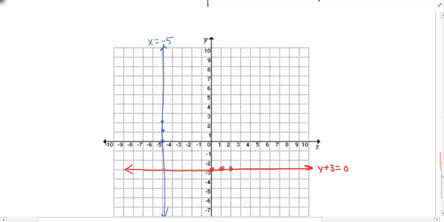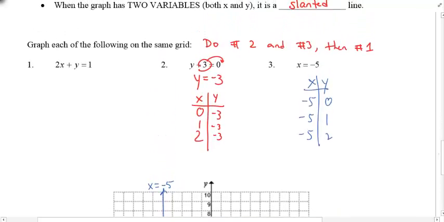And then last but not least, let's go back to number 1. Up to you how you want to do this. I'm actually going to try and solve for y for number 1, which means I want to move the 2x to the right hand side. So that becomes y equals negative 2x plus 1. And now I can make my table of values. I'll just choose some nice simple values of 0, 1, and 2.